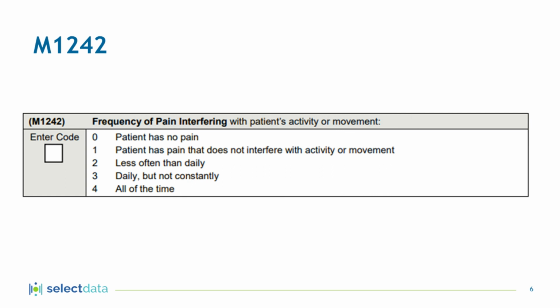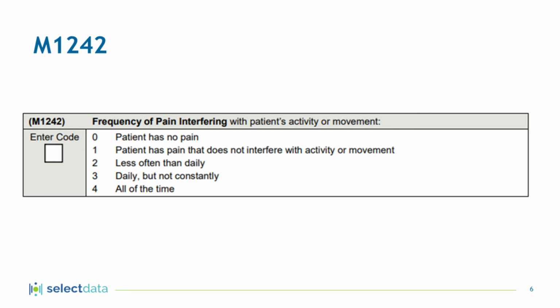Response-specific instructions. Responses are arranged in order of least to most interference with activity or movement. Pain interferes with activity when the pain results in the activity being performed less often than otherwise desired, requires the patient to have additional assistance in performing the activity, or causes the activity to take longer to complete. Includes all activities, for example, like sleeping, recreational activities, watching television, not just ADLs.